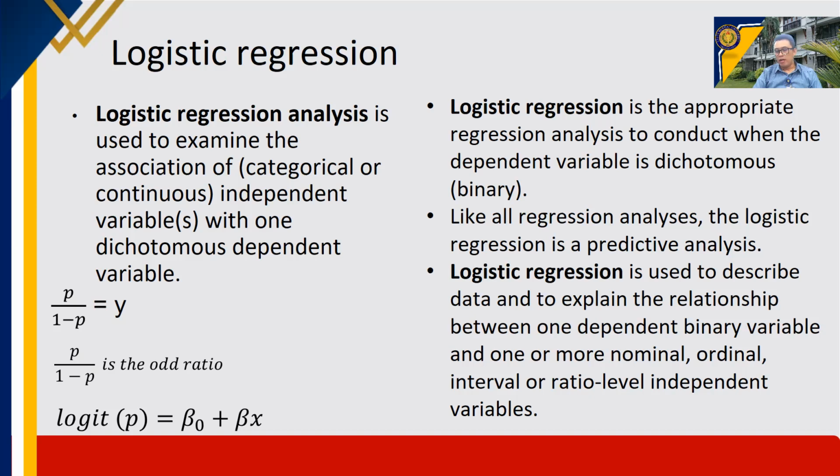Looking into this formula here, where y is equal to p over 1 minus p, and p over 1 minus p is our odds ratio. With this, we took the logit, the log of y, which is equal to beta sub 0 plus beta times x. If there are many independent variables, then we follow the same formula as for multiple linear regression.